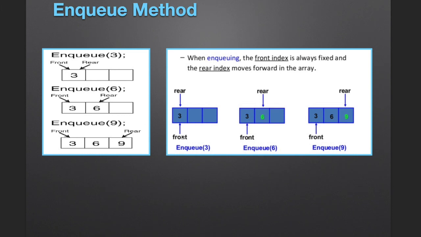When you enqueue, front is always the same. It remains the same. But what you do is update, move forward your rear index, right? So first it's the same front and rear, because it's just one element, and 3 is the first element and last element at the same time. When you enqueue the next element, your front remains the same and rear is updated. And same as here.